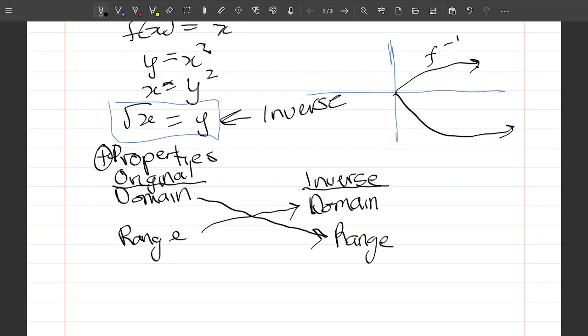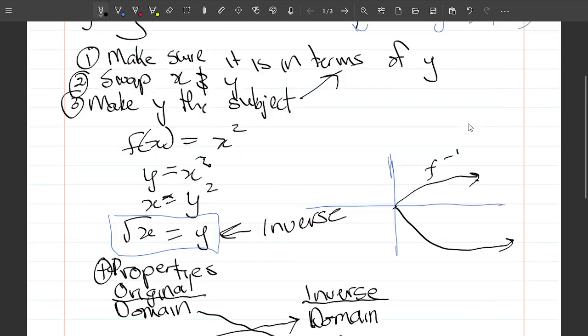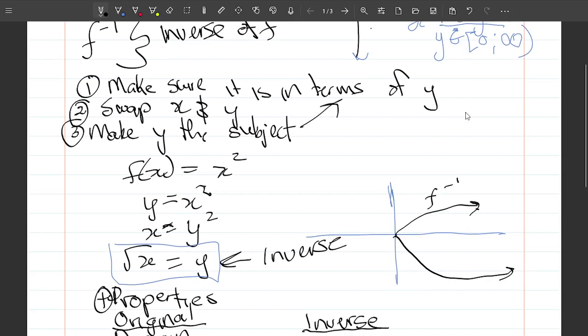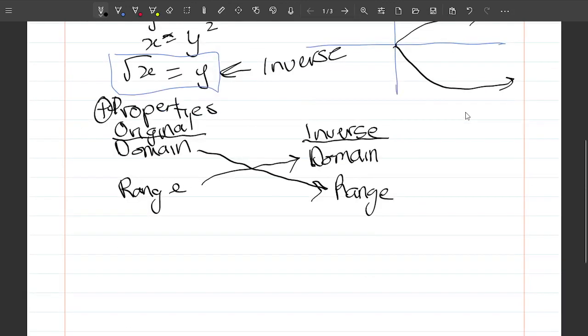Okay, so if we go to the original equation, our original domain was x is an element of real numbers. By x being the element of real numbers being the domain, this is what my range will become. My range will become not x, but rather y is an element of real numbers. They swapped. This just means that my y covers everything.